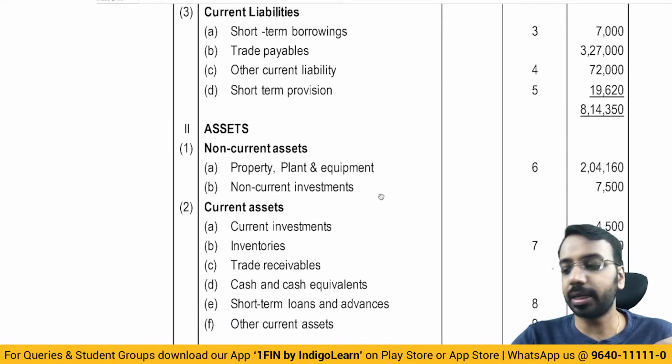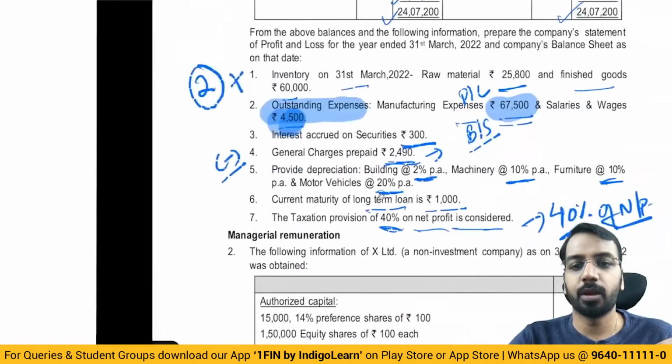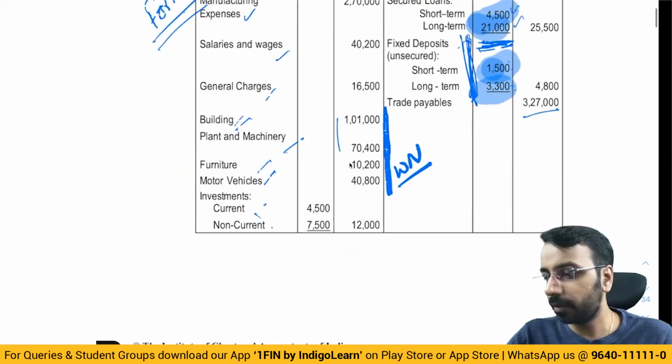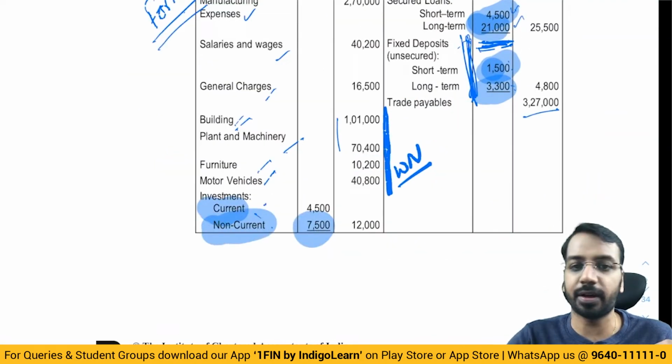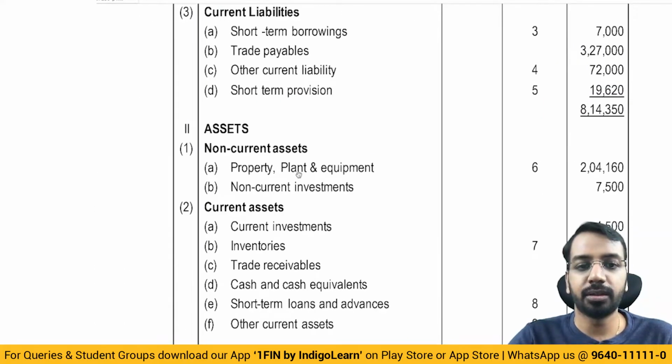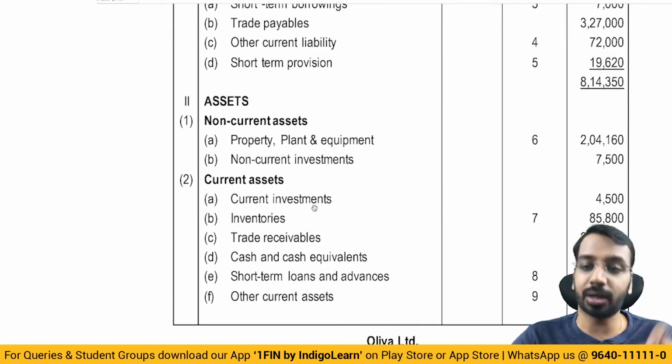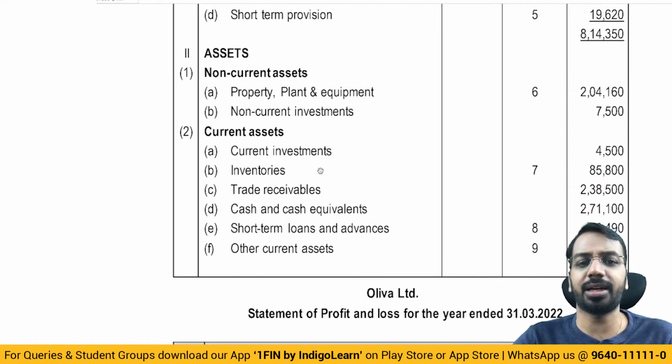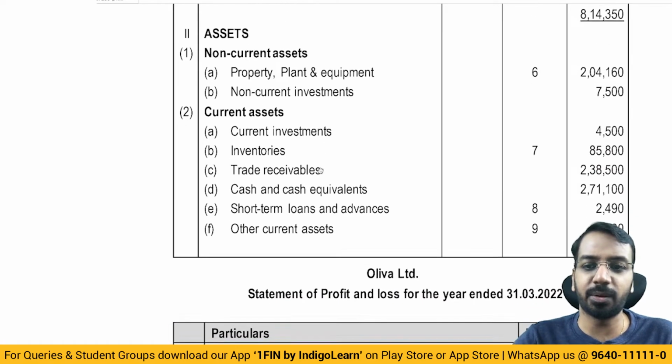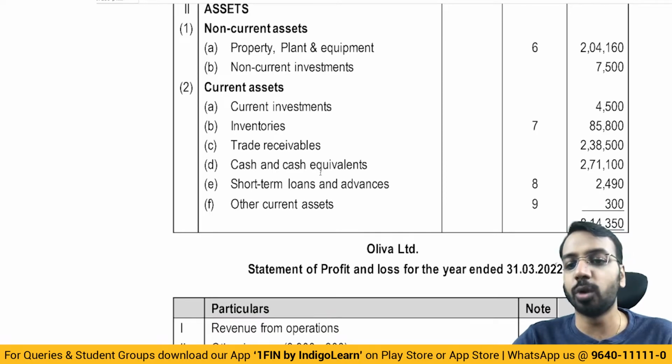Then non-current investments. Now what are these non-current investments? If you see here, investments are given as current and non-current. So non-current 7,500 is a part of your non-current investment under non-current asset. Under current asset you have again current investments directly, inventory, raw material and finished goods directly, trade receivable, cash and cash equivalent, short-term loans and advances.